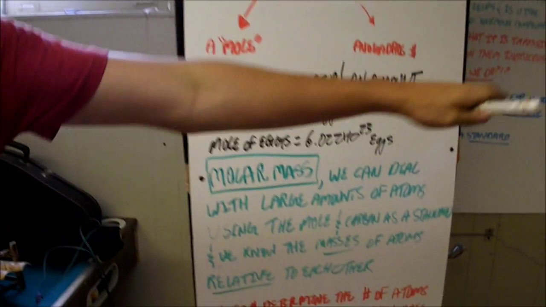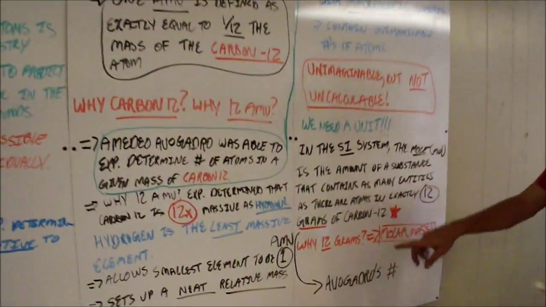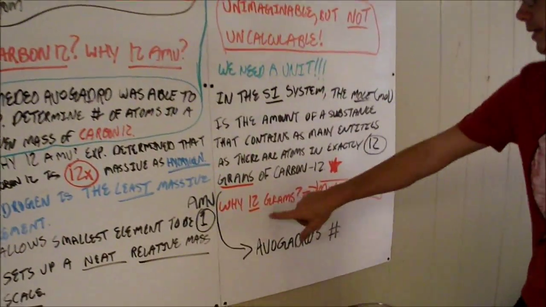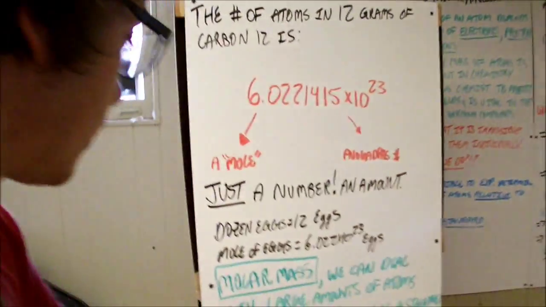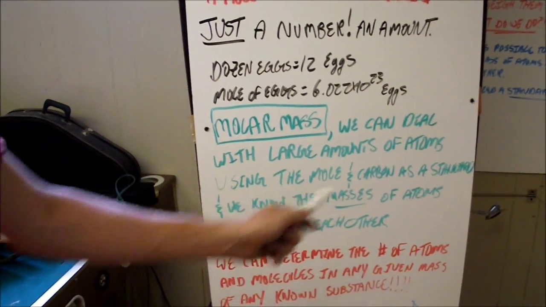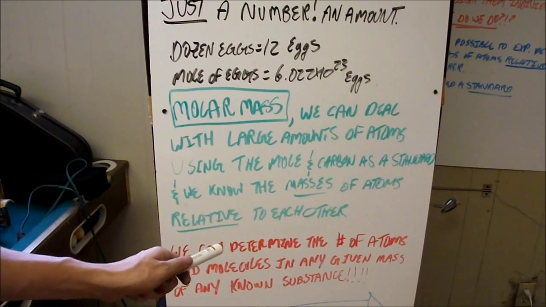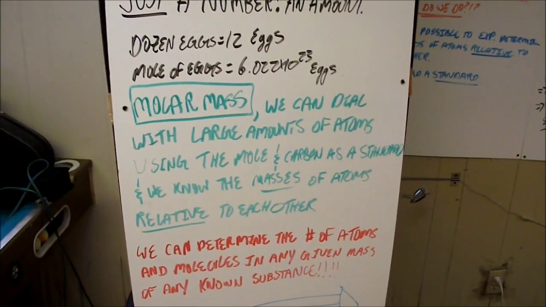So, I was saying 12 grams of carbon is the benchmark for the mole, and we're like, why is it 12 grams? Well, here it is. We can deal with large amounts of atoms using the mole and carbon as a standard, and we know the masses of atoms relative to each other. We can now determine the number of atoms and molecules in any given mass of a known substance.